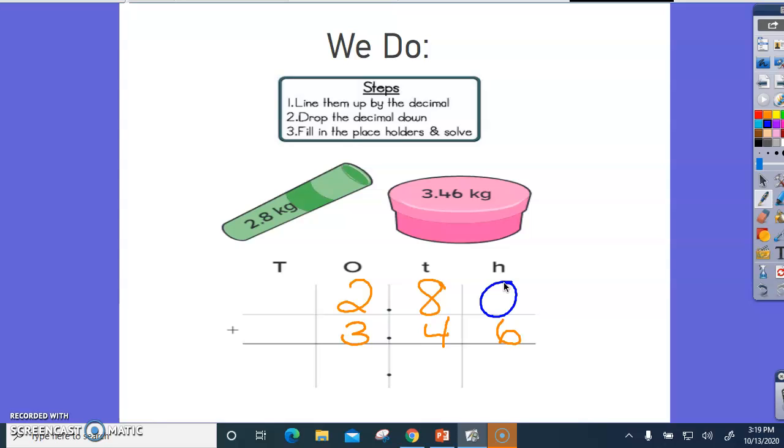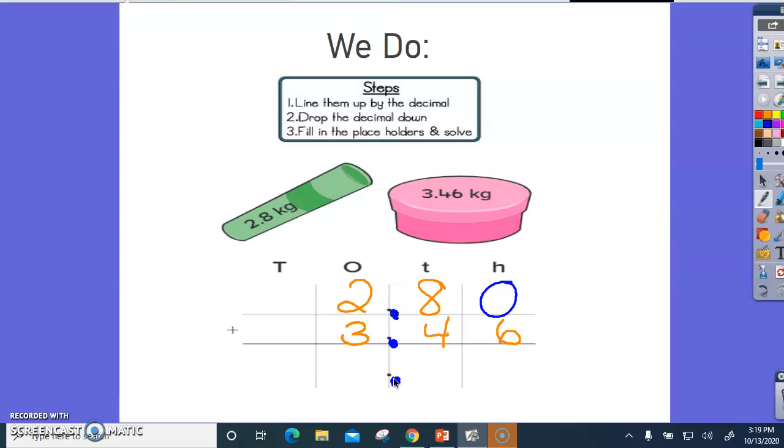So make sure now, we're still starting on the furthest right place value column. Make sure that you are writing these down. Your digits are lined up. I know that you don't have the place value charts, so make sure you have written your decimals. 2.80 is right there as a decimal, and then 3.46. And then you'll have a decimal in your answer part as well.